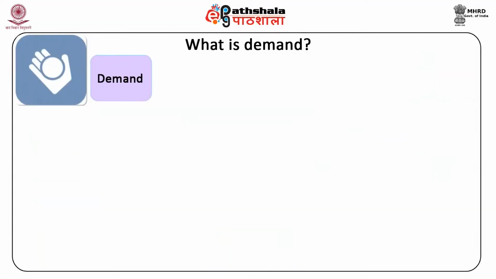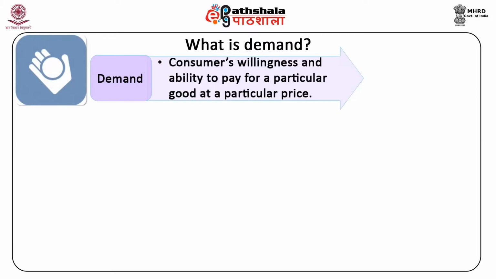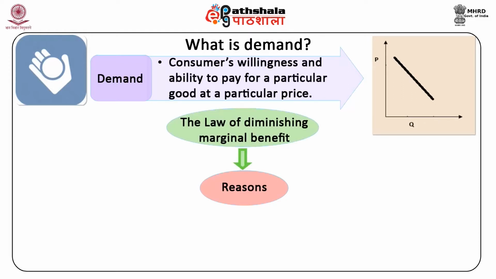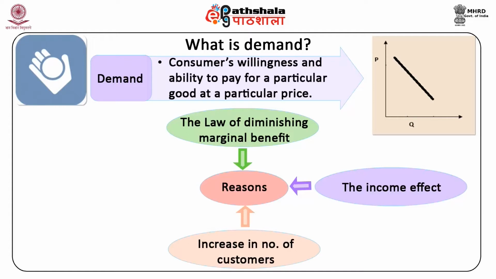Demand is defined as the consumer's willingness and ability to pay for a particular good at a particular price. The shape of the demand curve is downward sloping. The various reasons for this are the law of diminishing marginal benefit, the income effect, increase in the number of consumers, and the substitution effect.